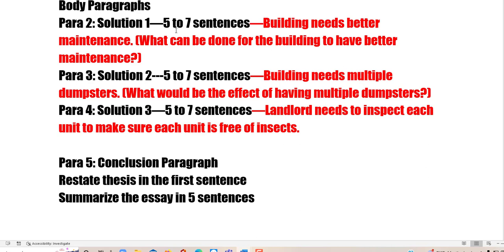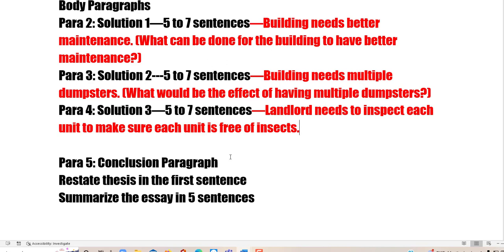Okay, what I just did was I filled in solution 1, solution 2, and solution 3. I filled in why you've got to inspect every unit, why you've got to have multiple dumpsters, and why you need better maintenance.